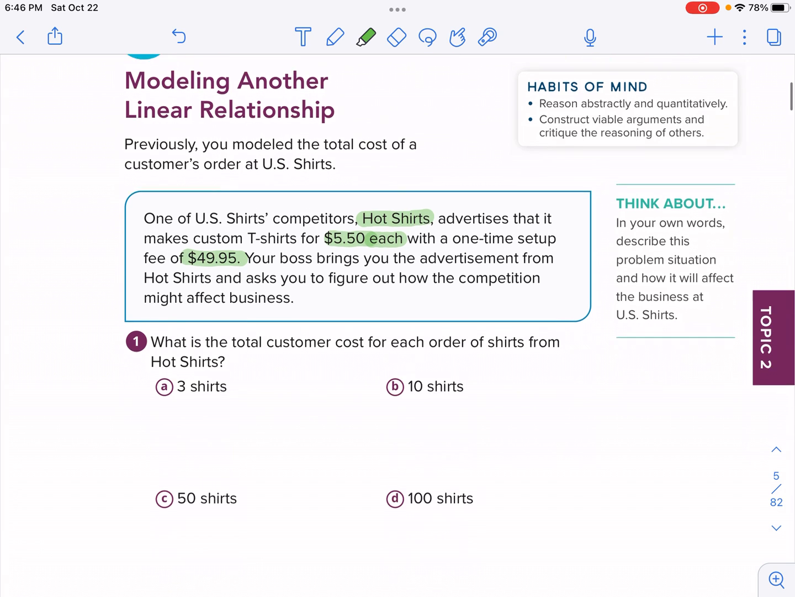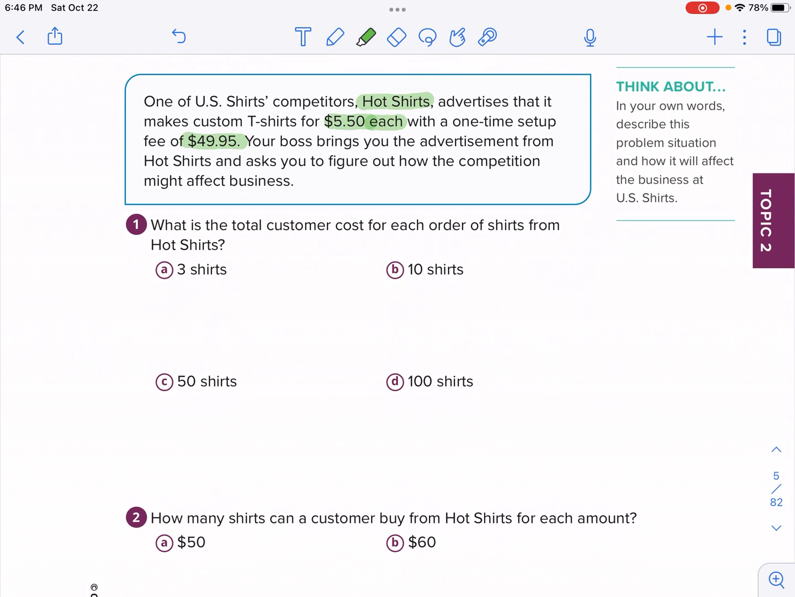Okay, we're going to go through the same exercise here because we're going to compare these different quantities. Let's go through number 1. What is the total customer cost for each order of shirts from Hot Shirts? Let's go through number 1A, which is 3 shirts. What we started with on the other one was $15 for the initial fee. This is a lot more. But in this case, we're not multiplying by 8. It is $5.50, so we'll just put 5.5, same thing as $5.50. And this one, we're going to multiply by 3.